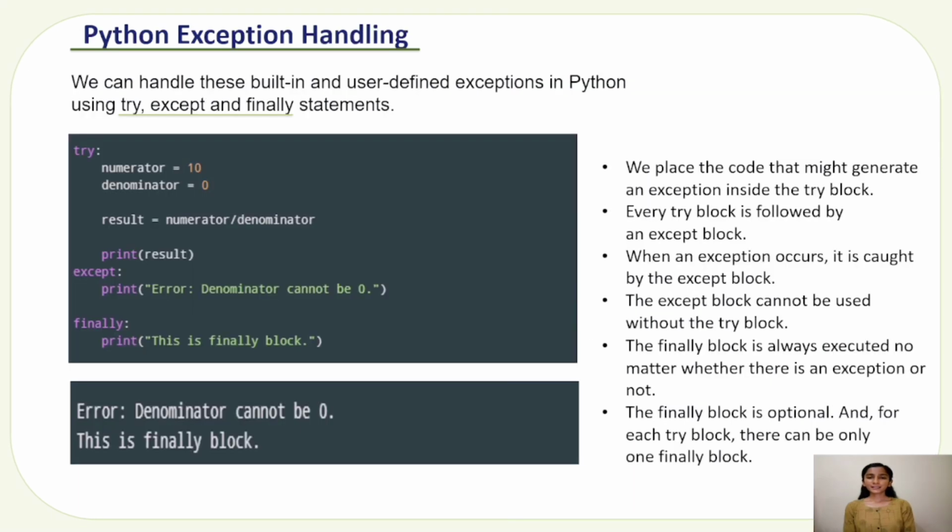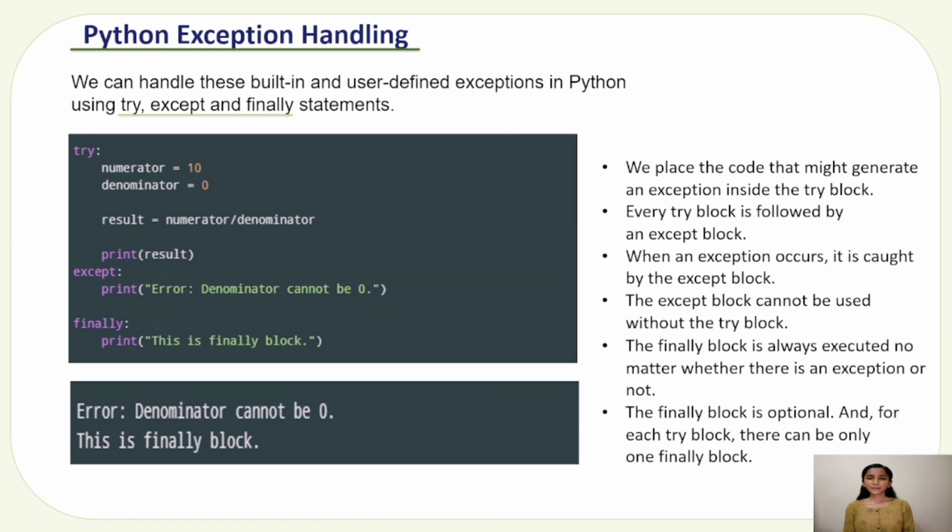Python exception handling. We can handle these built-in and user-defined exceptions in Python using try, except and finally statements. We place the code that might generate an exception inside the try block. Every try block is followed by an except block. When an exception occurs, it is caught by the except block. The except block cannot be used without the try block. The finally block is always executed no matter whether there is an exception or not. The finally block is optional, and for each try block there can be only one finally block.